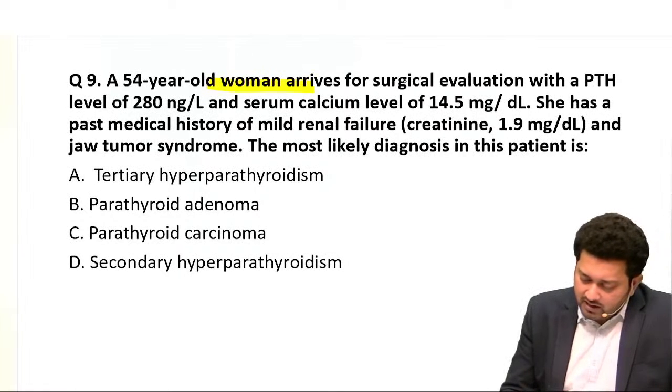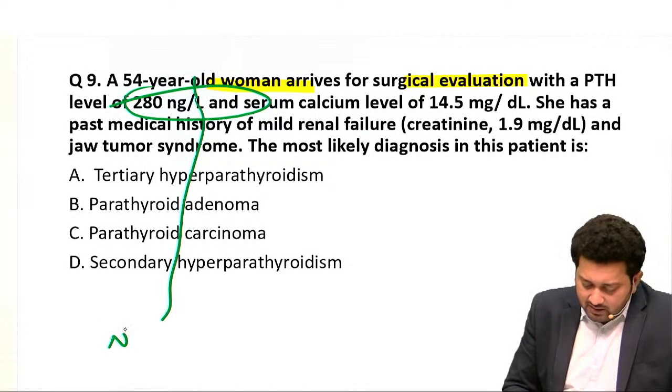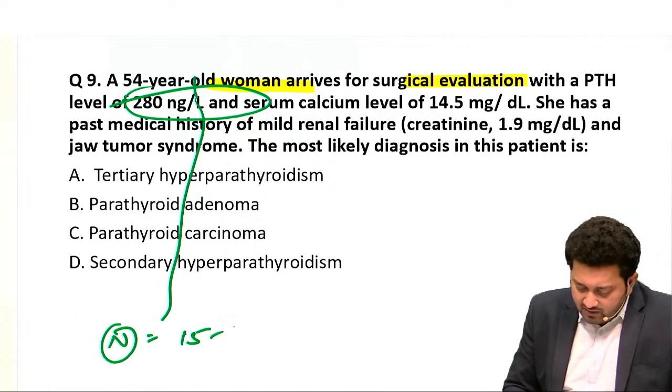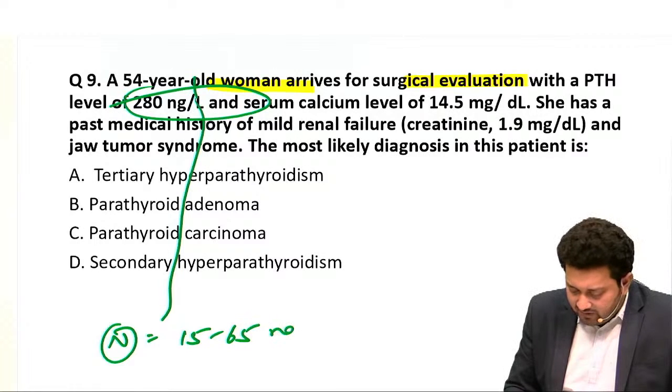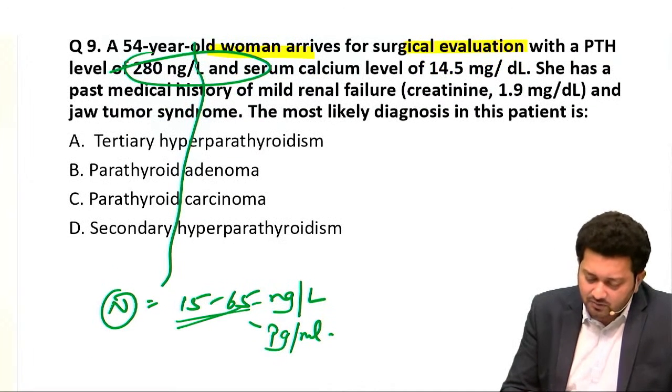A 55-year-old female, surgical evaluation, PTH is high, 280. Normal PTH I will write: normal is 15 to 65. If it is written nanogram per liter or picogram per ml, it is the same thing. So obviously it is high, 280.